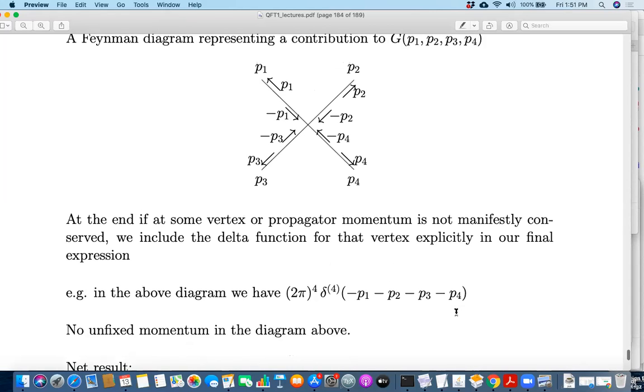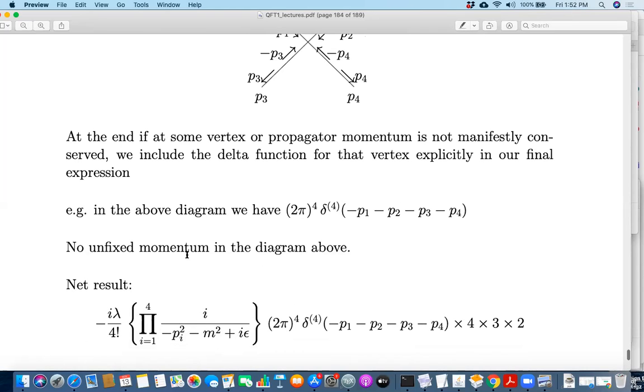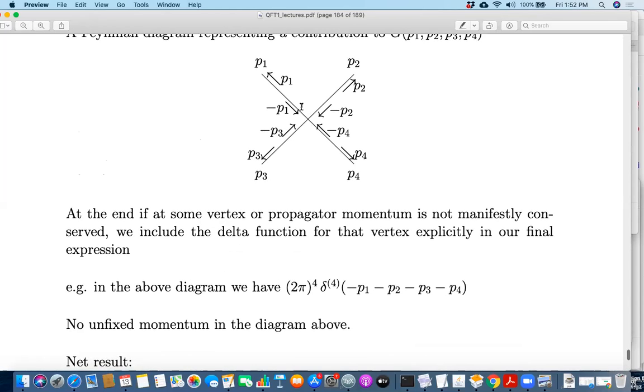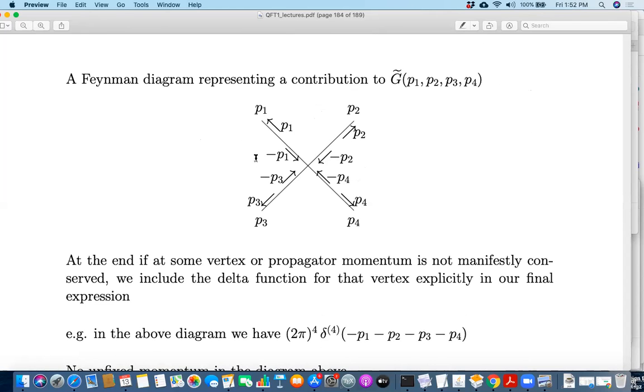Okay. And there is no unfixed momentum in this diagram. All the momenta have been explicitly fixed. So the net result for this diagram, okay, let me write it there, the full result. So first of all, of course, the vertex will have a minus i lambda over 4 factorial. That is here. Then you have the product of the propagators, except the delta functions.